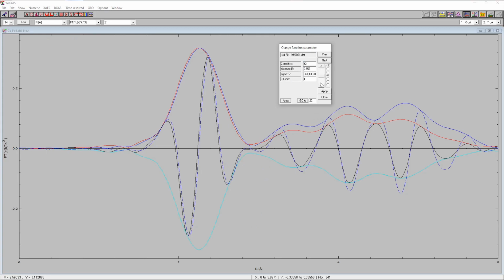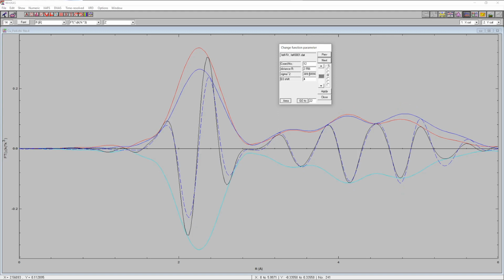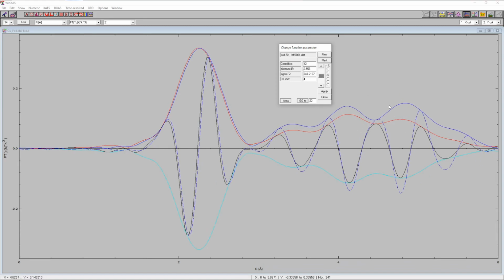So if we decrease the Debye temperature, then we get a decrease in amplitude, a better match at the higher shells, but of course a poor match at the first shell. And if we increase it again, we are back at this poor match. So this basically means that the Debye model is underestimating the disorder at higher shells and is not sufficiently dampening the contribution of the multiple and single scattering shells to the higher distances.